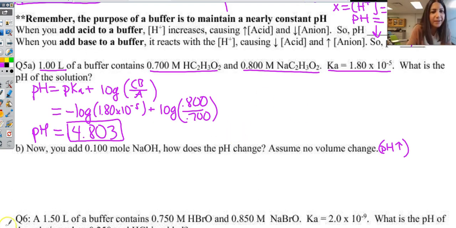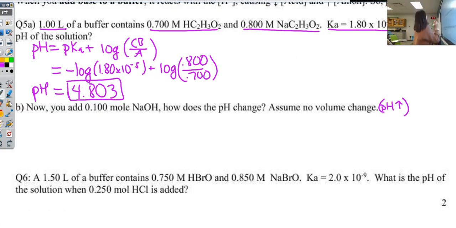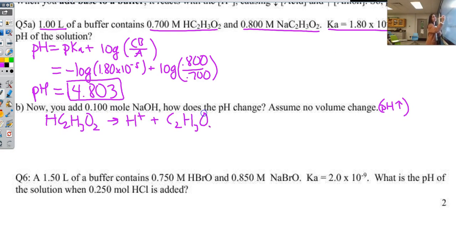Okay, so let's write this down. I know I have HC2H3O2 breaking up into H+ and C2H3O2-. Okay, and it's 0.1 moles, but it's only 1 liter anyway, so it's actually 0.100 moles divided by my 1 liter, which I know again is going to be 0.100 molar of my NaOH.